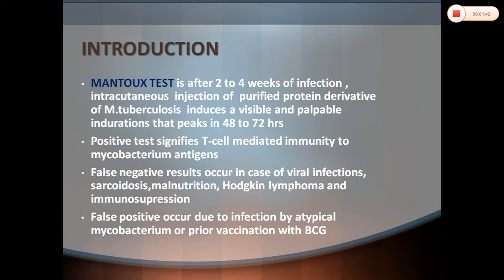A positive test signifies T cell mediated immunity to Mycobacterium antigens. False negative results can occur in viral infections, sarcoidosis, malnutrition, Hodgkin lymphoma, and immunosuppression. False positive results can occur due to infection with atypical Mycobacterium or any prior vaccination with BCG.